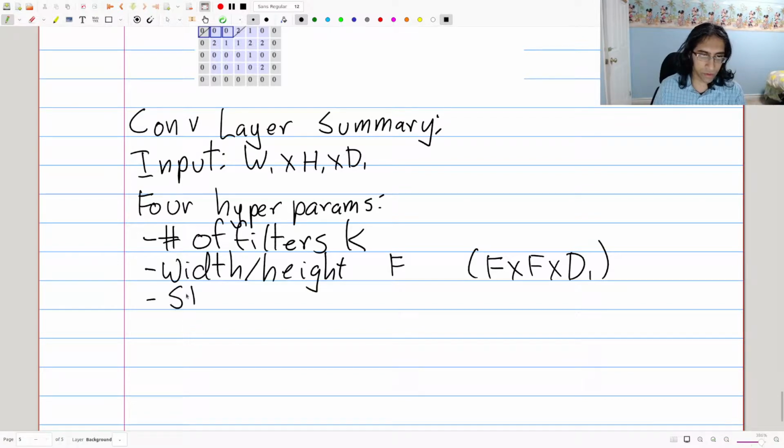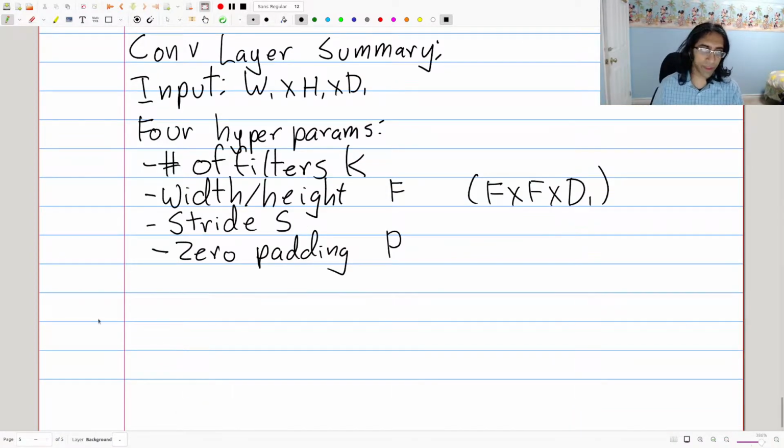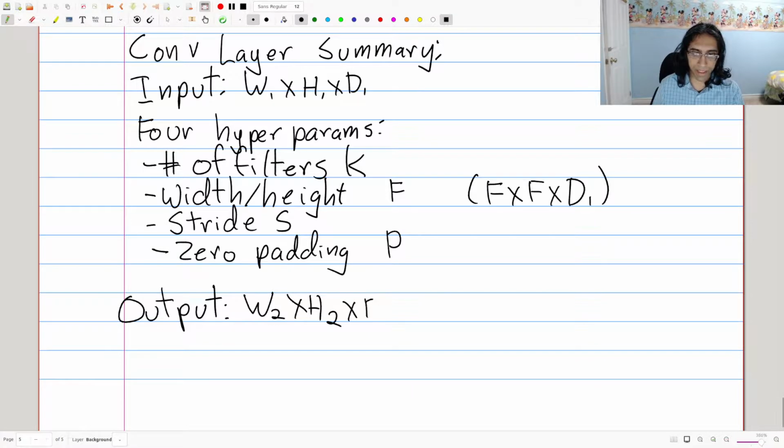Then next is the stride s. And finally, we have the amount of 0 padding, how many 0 pads we put in, which is p. So those are the hyperparameters, and then we will get an output, which is of size w2 by h2 by d2. But what is the depth? What are these 3 different values here? Well, it's not obvious, but we can calculate what these values will be based on these hyperparameters.